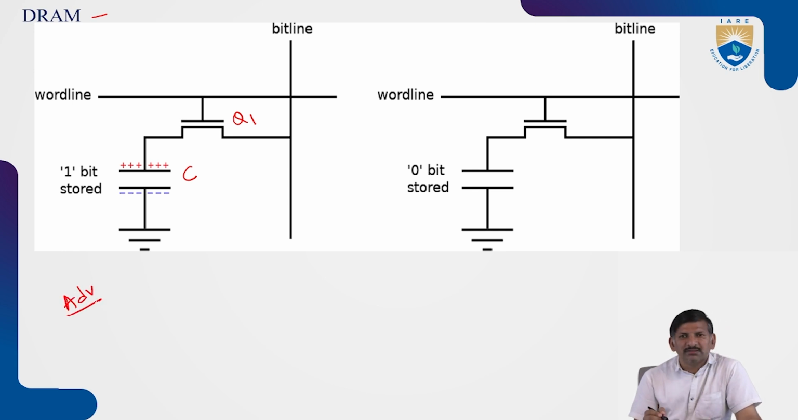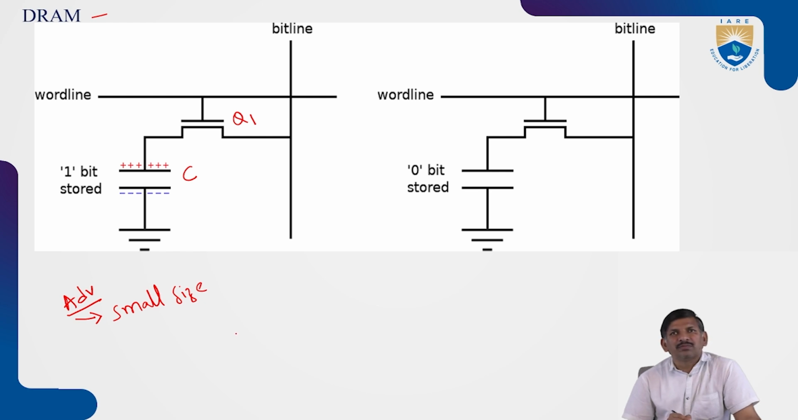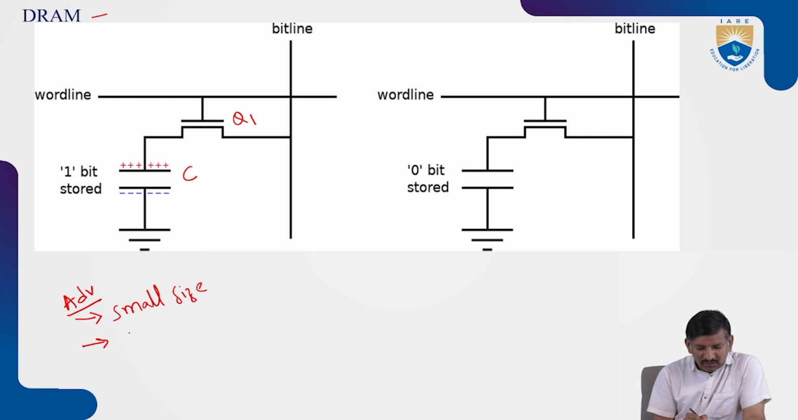So what are the advantages? Small size when comparing with SRAM. Next one is low cost when comparing with SRAM because it requires only one MOSFET and capacitor, whereas SRAM requires 6 MOSFETs. So automatically power consumption is less, power dissipation is less, all these are the benefits. Limitations.